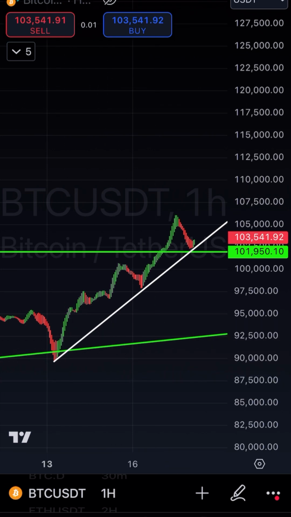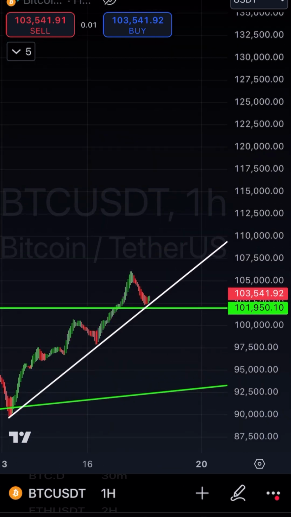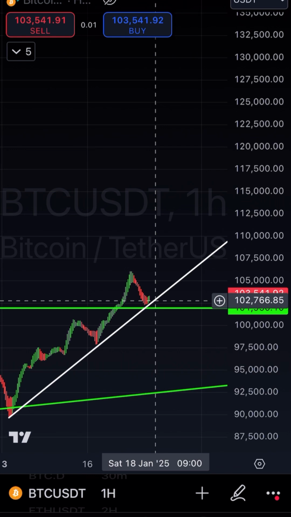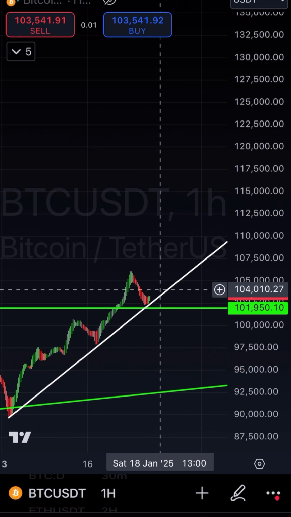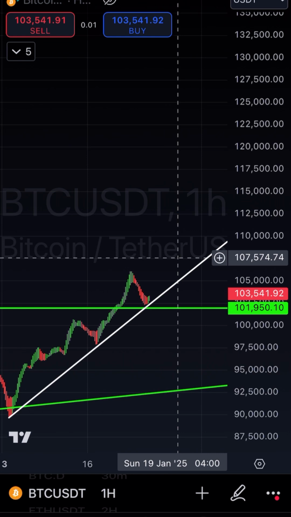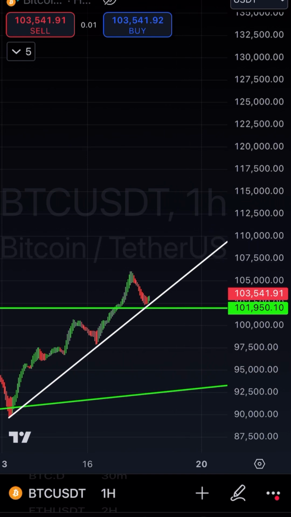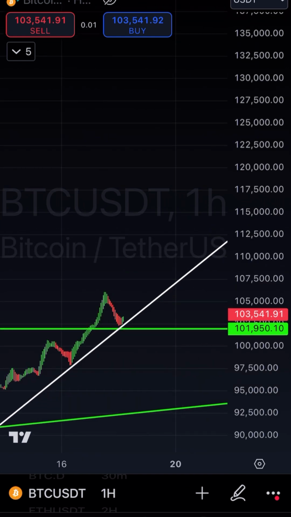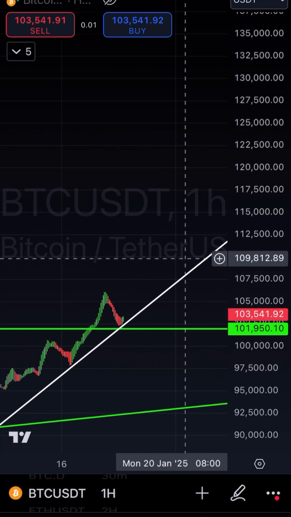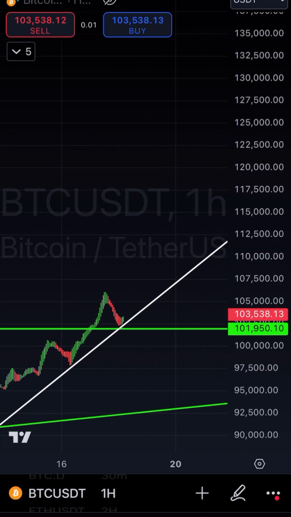You basically want to, as long as it's following that line, you stay in the trade. Like right now would be a good time to get in the trade because it's most likely going to go up. And as long as it stays on this line, you're in a good trade. So the moment it breaks this would be probably the moment to get out of your trade.